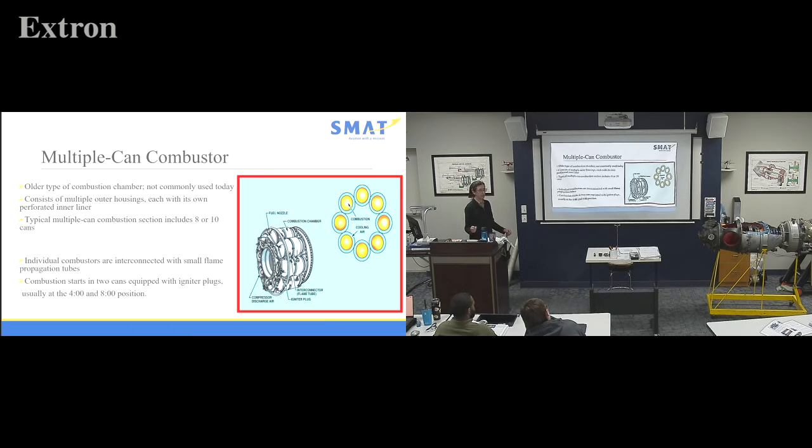Any questions on that? So now more about our types of combustors, and what are the three types?